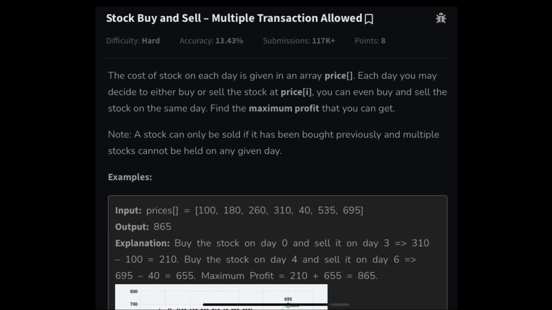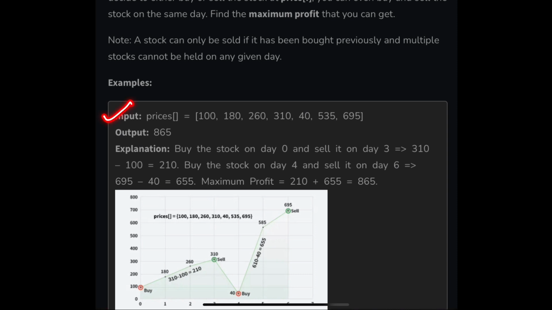Now we have understood the description. Let's dive into examples. So for example 1, the input for the prices array is 100, 180, 260, 310, 410, 535 and 695, and then the output is 865.